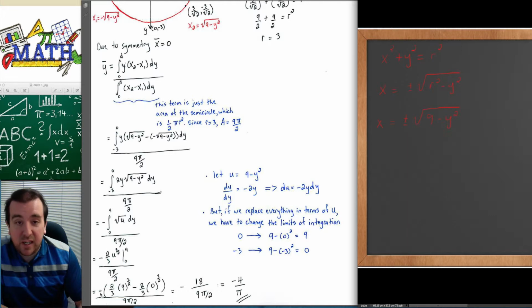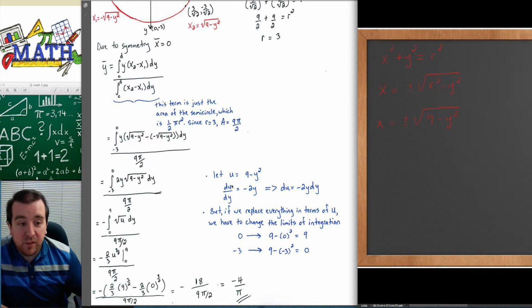Notice the negative sign, very important to remember here. The negative stuck around this time. I did not change the order of integration because my bottom number was smaller than my upper number, and that's what you want. So we do keep the negative here: -18 divided by 9 pi over 2. If we do a little bit of math there, we'll see that this reduces to -4 over pi.